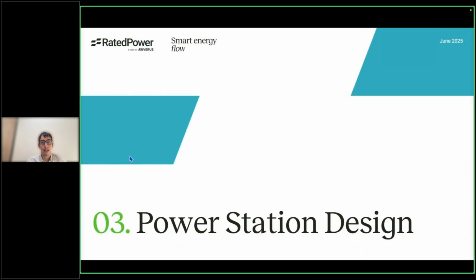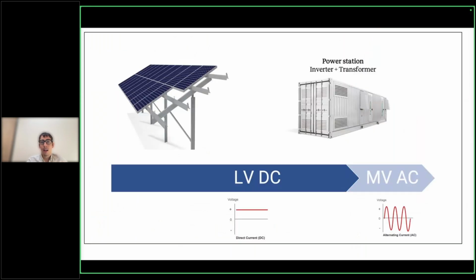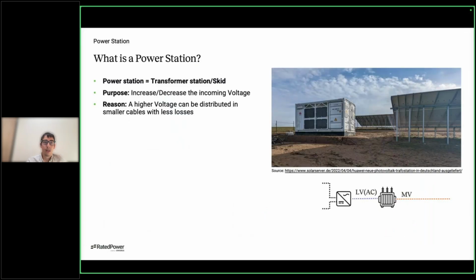Perfect. Let's now review the power station design. In this case, we'll be talking not about the high voltage stations, but about the medium voltage stations that also allocate a transformer. As we know, our modules generate electricity in low voltage DC, and we need to step it up to medium voltage AC. The conversion to alternating current can be done inside this skid or transformer station, or outside, depending on the choice of the type of inverter used.